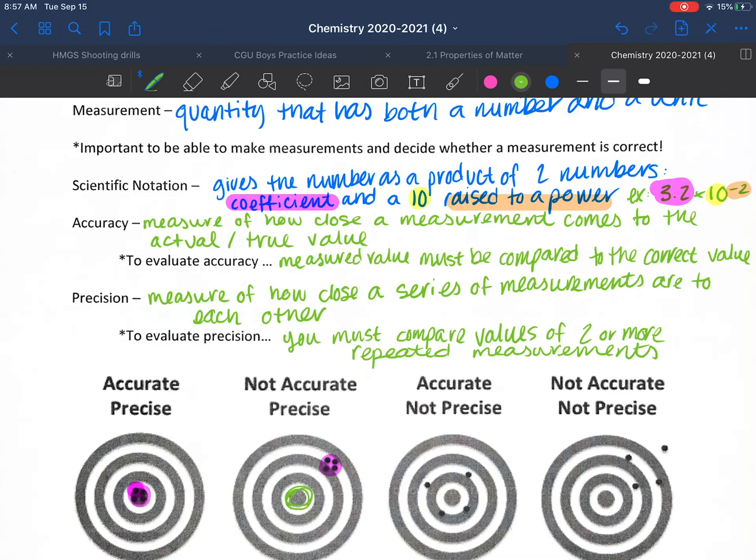And then if we look at the third one, why this is accurate is because in comparison to how far away they are from the bullseye, it's really not that far. But they're not precise because they're not all in the same vicinity. And then the last one is not accurate and not precise because they're not close to the bullseye and they're not close to each other.